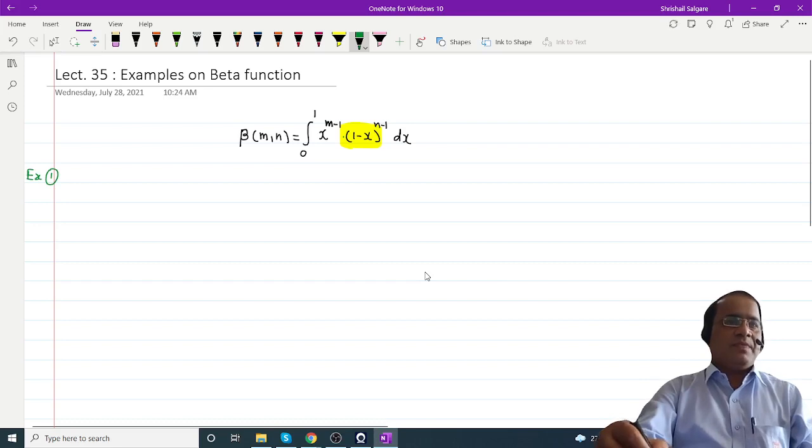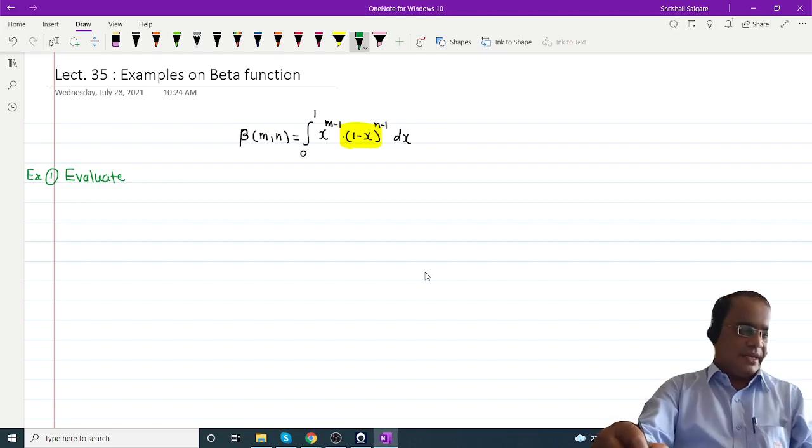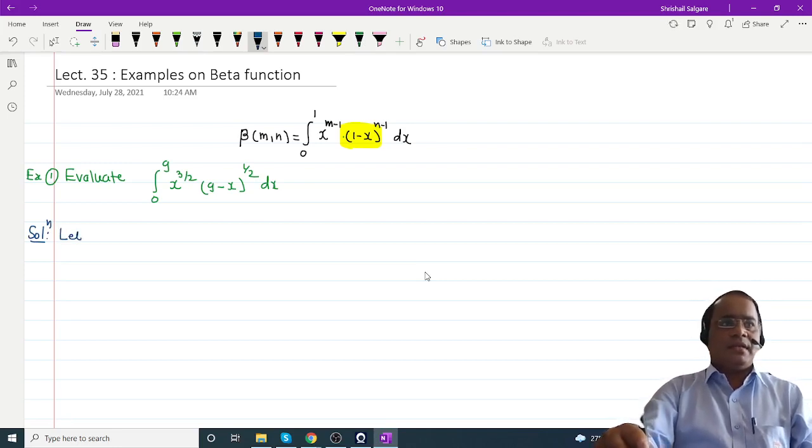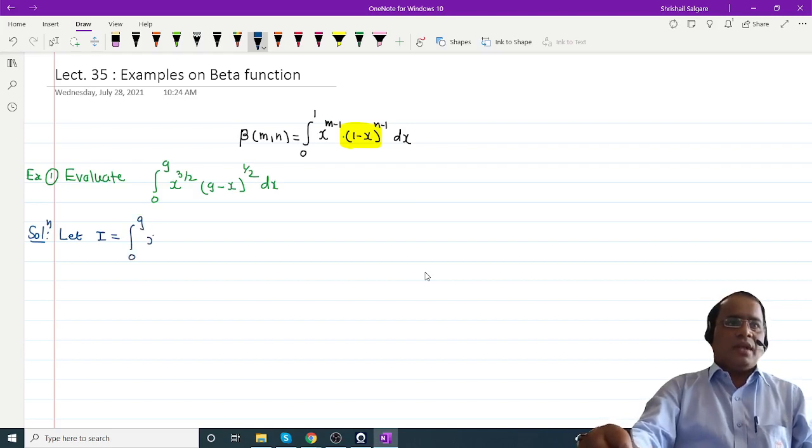Suppose first example, evaluate the integral with limits from 0 to 9, x raised to 3 by 2 into 9 minus x raised to 1 by 2 dx. Remember, what is my first step? First step, I will call this integral I. So let I is equal to integral 0 to 9 x raised to 3 by 2 into 9 minus x raised to 1 by 2 dx.